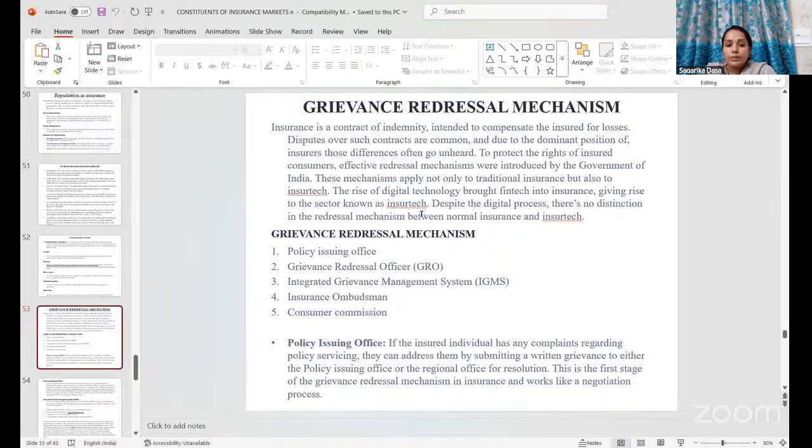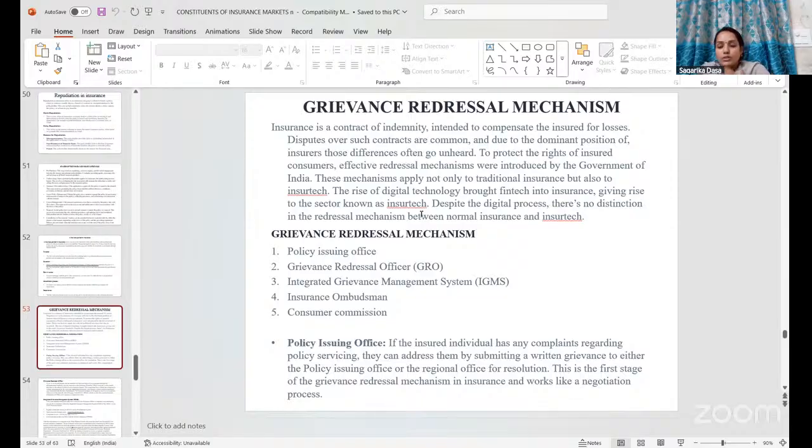The first one is the policy issuing office. If the insured individual has any complaint regarding policy servicing, they can address it by submitting a written grievance to either the policy issuing office or the regional office for resolution. If any policyholder has any problem, conflict or complaint, they can write a letter and submit it to the policy issuing office from where they have taken the policy, or to the regional office.